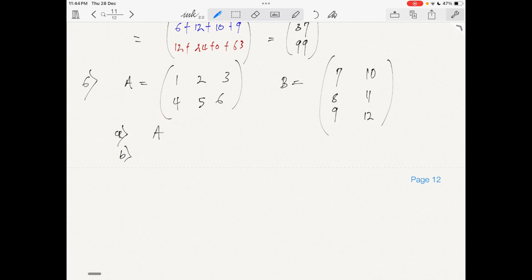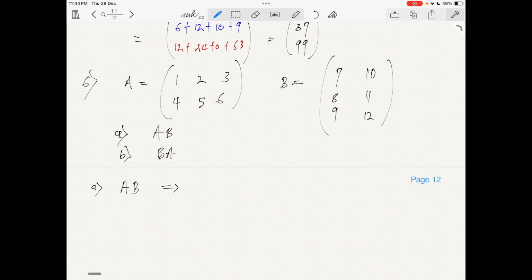AB and BA. Now when we multiply these two, we will look at the similarities between them. The similarities between them will help us to come up with the properties of multiplication. So let's consider the first one, AB.